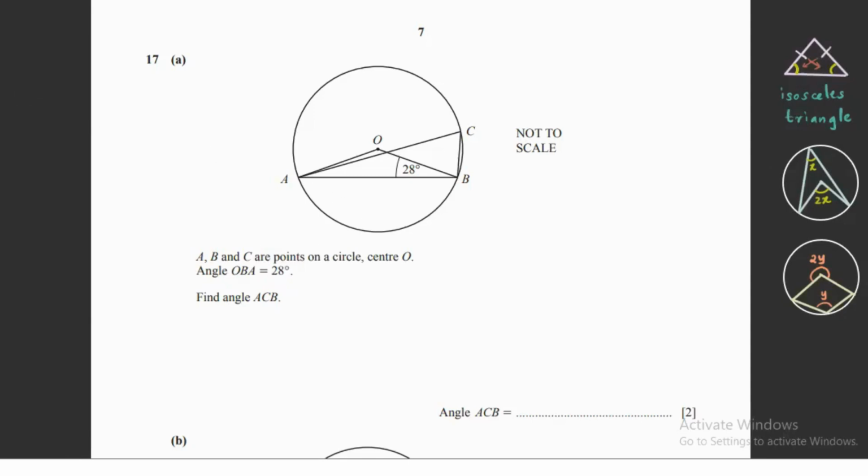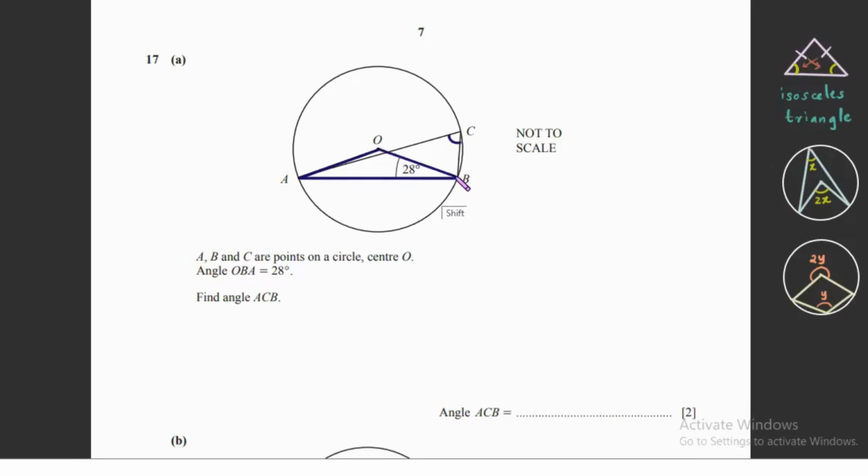Question 17 is related to circle theorems. The points A, B, and C are on the circle with center O, and the angle OBA is given as 28 degrees. We need to find what ACB is, which is this angle. To do this, I'm going to first consider this triangle that is given to us.